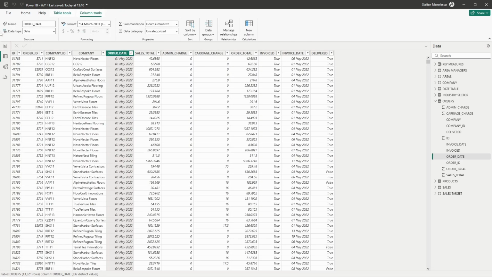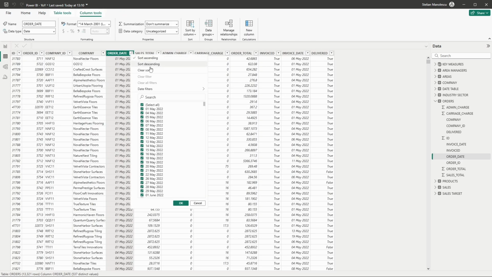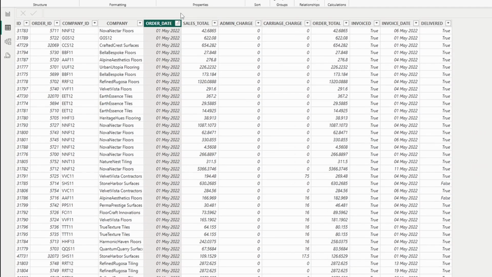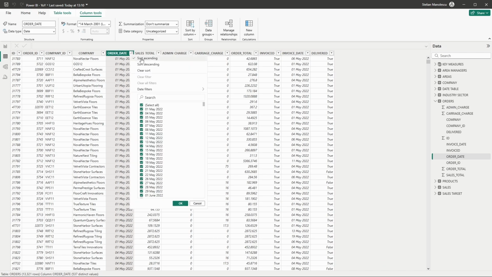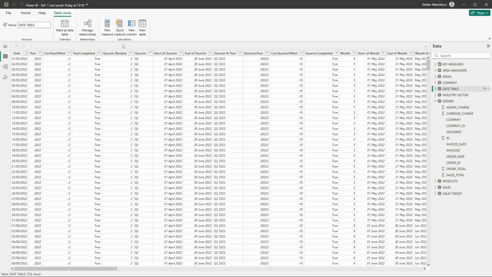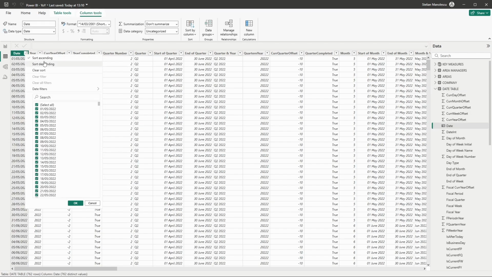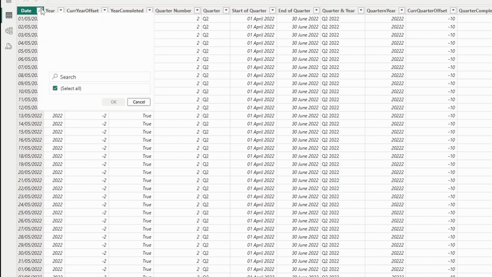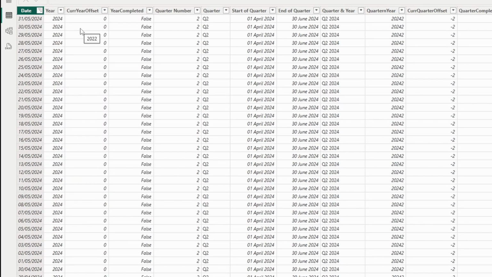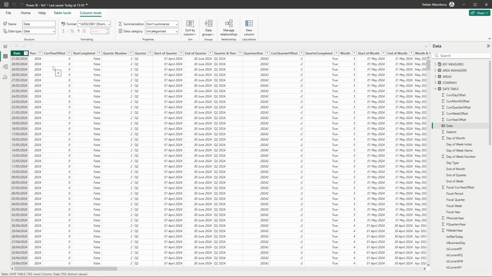For example, in my sales table, my minimum date where I have information is 1st of May 2022, which is in the middle of the year. And my last date where I have information is 31st of May 2024. Also, I have a day table that starts on the 1st of May 2022 and ends on the same date as my sales table, on the 31st of May 2024. As you can see, both the first year and the last year are not complete.